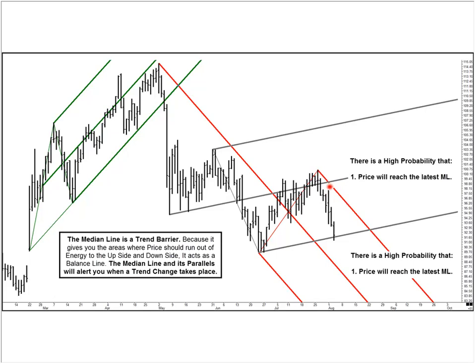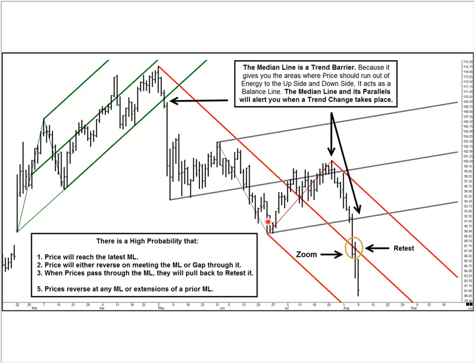By the way, if you have good eyes, this is a beautiful entry with a very achievable stop right here. And where's price going? At minimum, to this lower parallel, and perhaps to this median line. Again, there's a high probability the price will reach its latest, most likely line, and it did here. Let's see what we get.